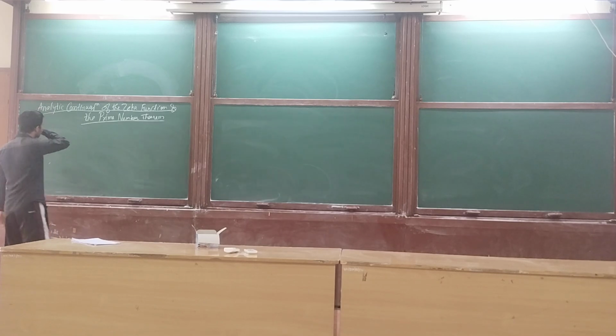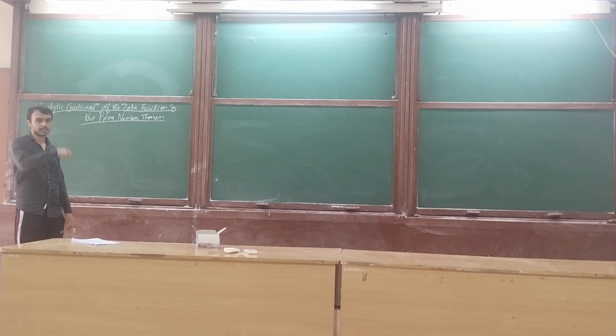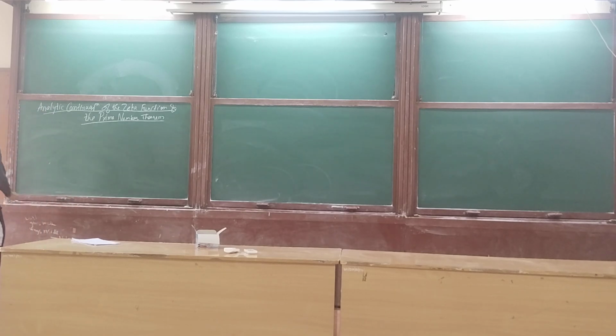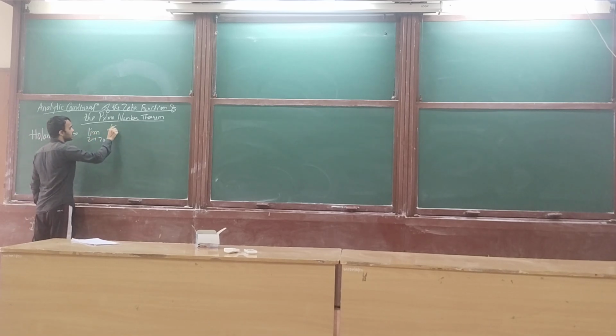Before going into analytic continuation of the zeta function and prime number theorem, I would like to introduce some basic notions in complex analysis. So, in complex analysis, first we want to go to differentiation. In complex analysis, a differentiable function is called a holomorphic function. The definition is quite simple. It is holomorphic at z equal to z naught if this limit exists.